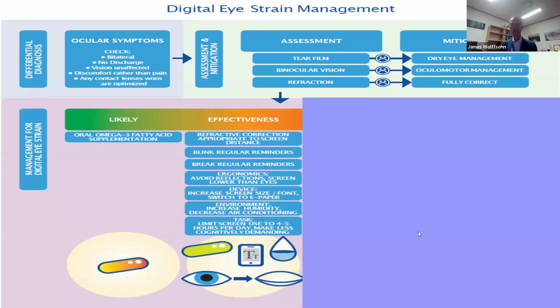So these are things like refractive correction appropriate to screen distance, blinking, so regular blink reminders and taking break reminders seems to work. Ergonomics, so avoiding reflections on screen and placing the screen slightly lower than the eyes, so we decrease the interpalpebral aperture. Devices, so increase screen size and font, switching to e-paper or a virtual reality environment. Environmental conditions, so increasing humidity and decreasing air conditioning, and then tasks, so limiting screen use to 4 to 5 hours per day and making it less cognitively demanding.